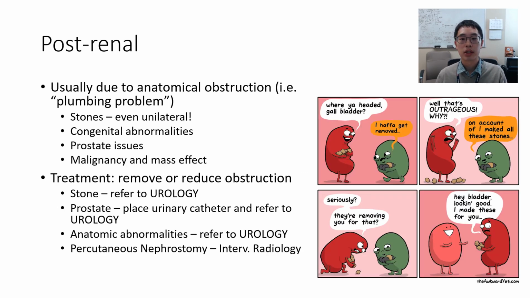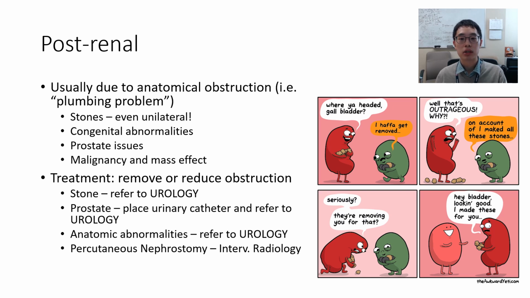Post-renal etiologies are usually some anatomical obstruction that has occurred in the urinary tract after the kidneys have produced the urine. In this case, an ultrasound or CT scan will be helpful to determine where the obstruction is located and what procedures need to be done in order to decompress the urinary system and allow the urine to flow out of the body. We see a lot of stones, prostate issues, and malignancies where I work here at the VA.